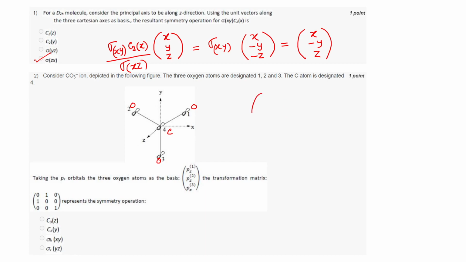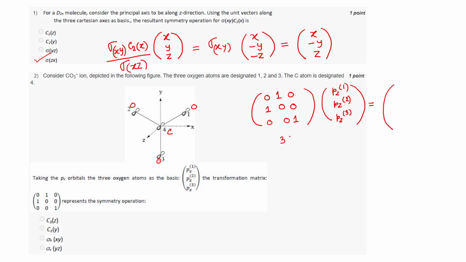So let me use this transformational matrix to work on my basis set, and let me check ultimately what I am trying to get. It is working on pz1, pz2, pz3. So if I do the matrix multiplication, what am I going to get? So it is a 3 into 3 matrix multiplied by a 3 into 1.